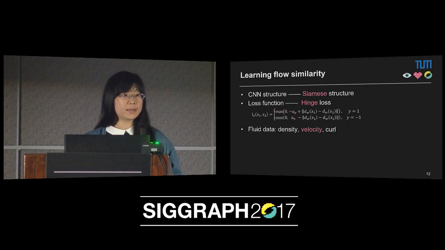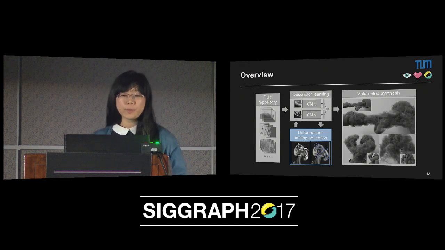So based on the semi-structure and the hinge loss function, we can train our network with different fluid data, including density data as well as velocity data. We can also use the curl of the velocity so that it tells us more about the local movements instead of the large-scale motion. Talking about the flow motion, let's take a look at the deformation limiting advection part.